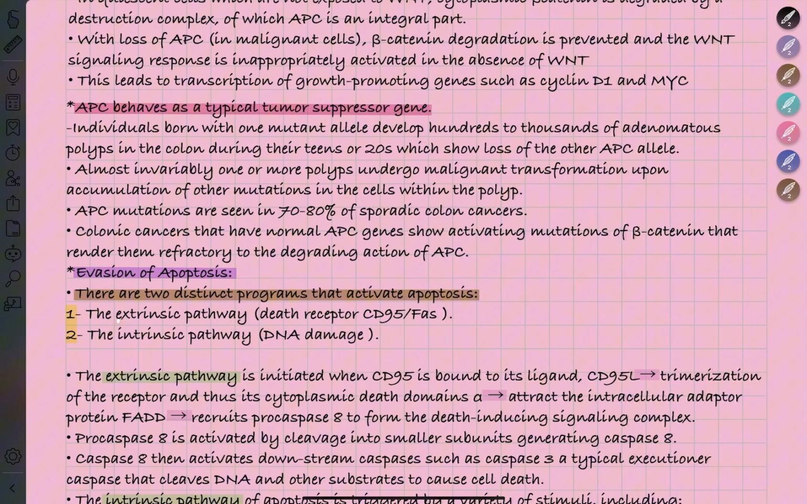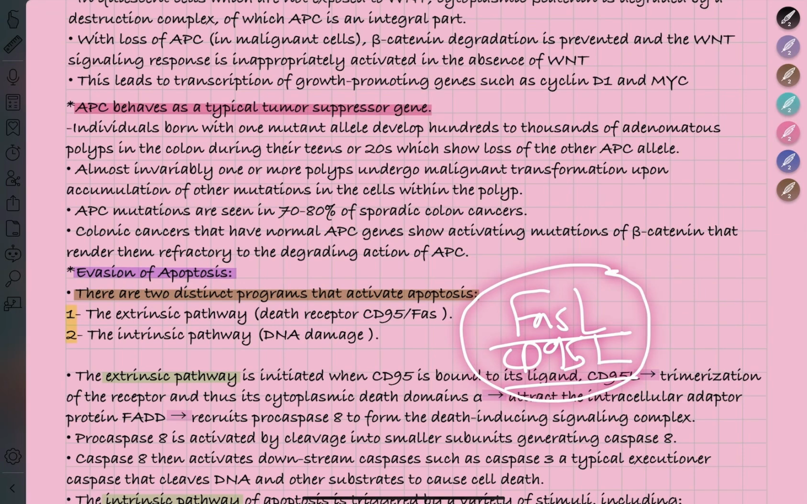Okay. The extrinsic pathway is called the death receptor pathway. We're going to talk about CD95, which is the same as FAS. CD95 is FAS, okay, they're the same thing. This is a receptor. It will basically receive a specific ligand called FAS-L. What's the name of the ligand? FAS-L. Instead of FAS-L you can say CD95L. Okay? And when it binds to the receptor, it causes the trimerization of the receptor.